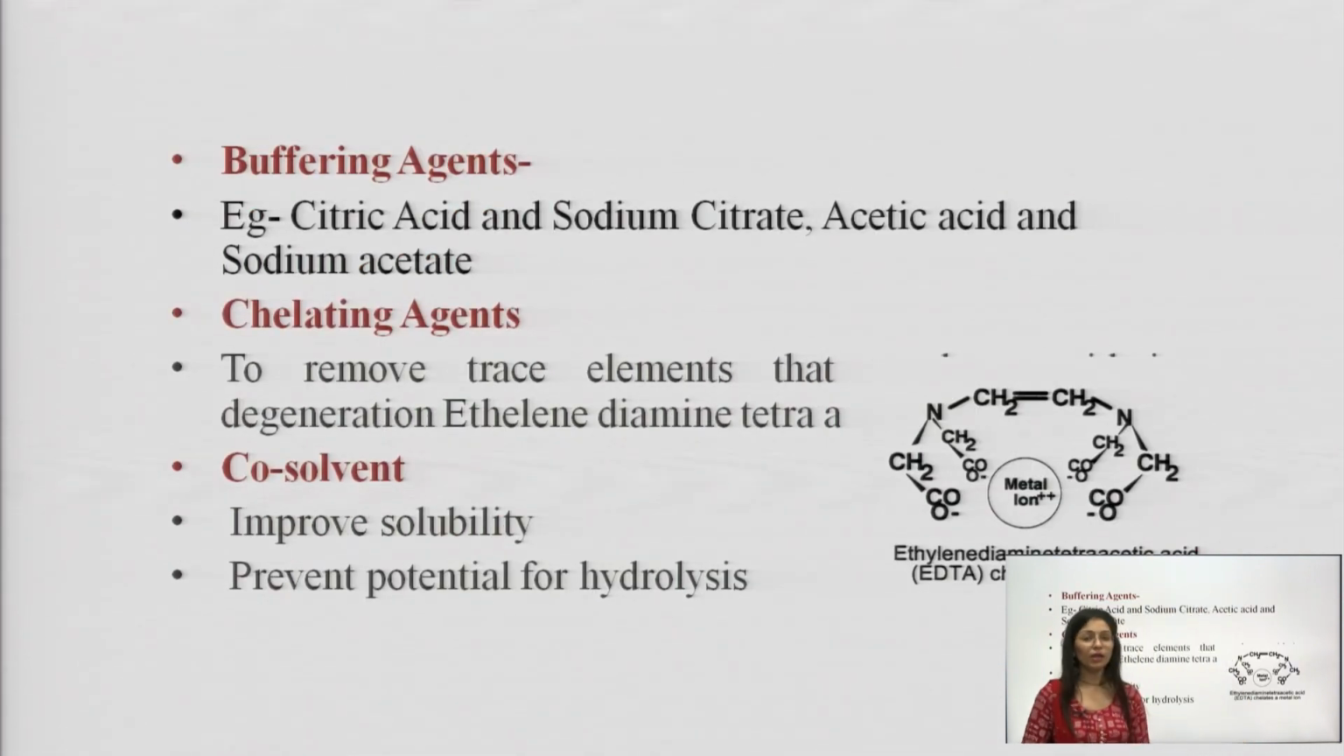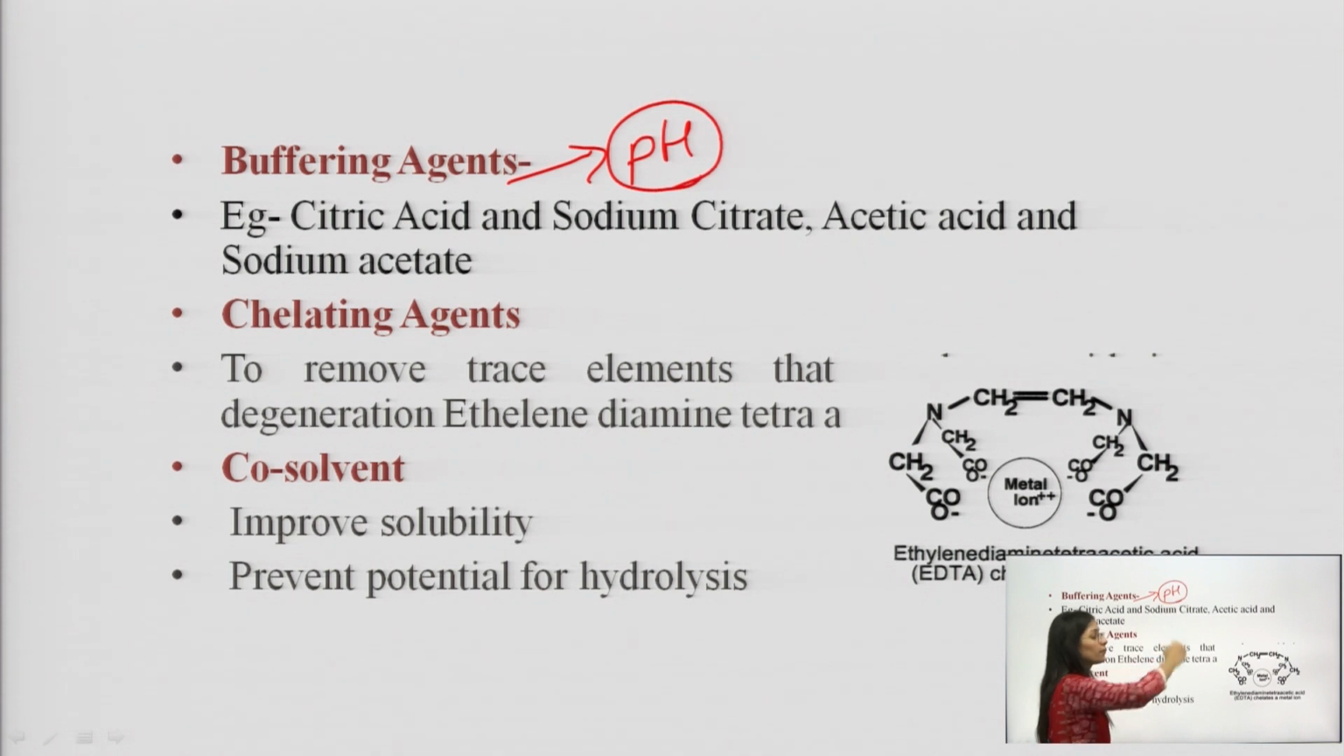Another is buffering agents. What is a buffering agent? Buffering agents are those agents that maintain the physiological pH. I told you in previous lectures that the parenteral products we are making need to have a proper pH. The products we incorporate inside the body should have the same pH as blood, 7.2 to 7.4. So maintenance of the pH is very necessary, and for that buffering agents are added. Examples: citric acid, sodium citrate, acetic acid or sodium acetate.